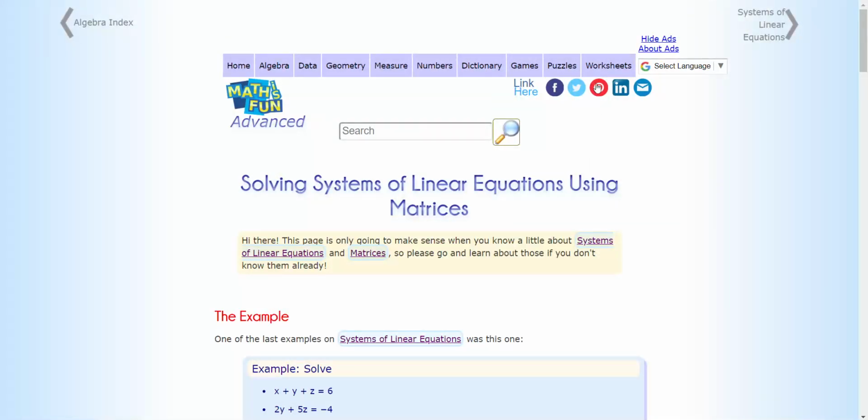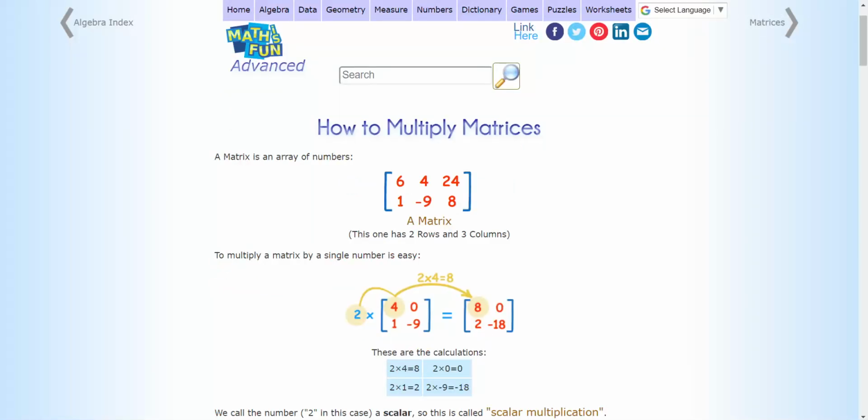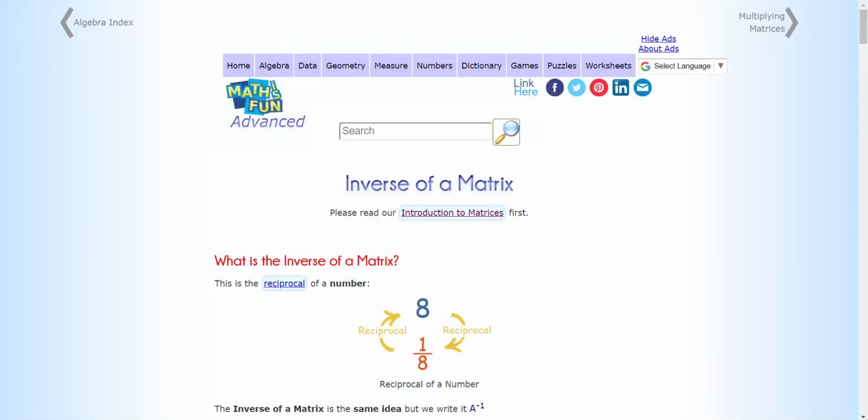Okay, inverse multiplication, inverse. This is what I like about this site: after each topic, you have a set of exercises you can do, and that really boosts your confidence in solving those problems.